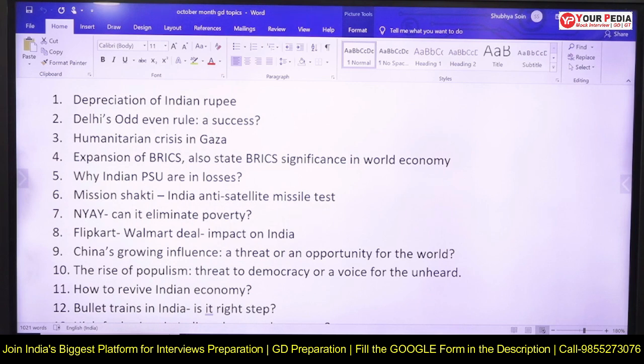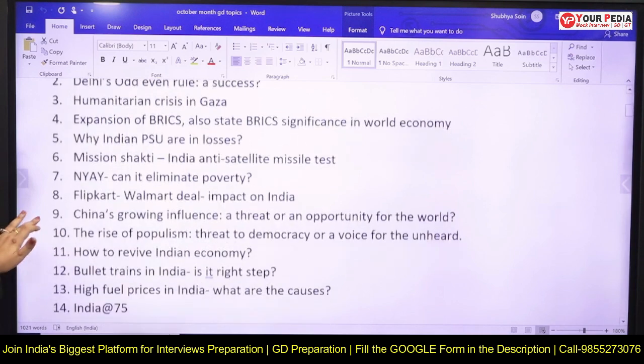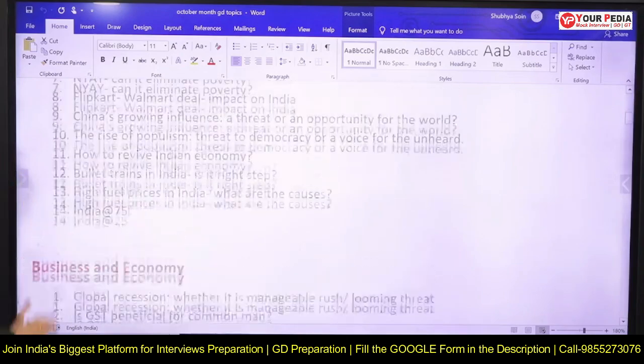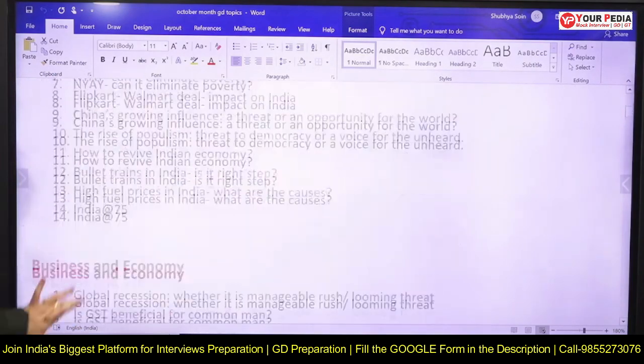Why are Indian PSUs in losses? Mission Shakti, India's anti-satellite missile test. Nyay: do you believe it is going to eliminate poverty? Flipkart-Walmart deal impact on India. China's growing influence: a threat or an opportunity for the world? The rise of populism: threat to democracy or voice for the unheard? How to revive the Indian economy? Bullet trains in India: is it a right step or not? High fuel prices in India, what are the causes? India at the rate 7.5. So all these topics are from the current category for the month of October.